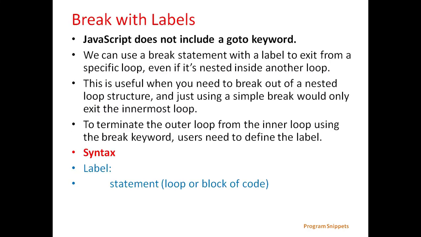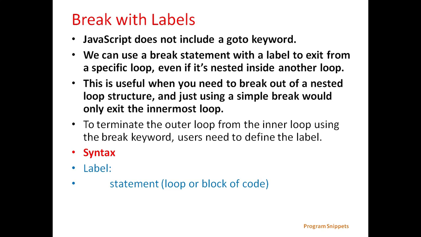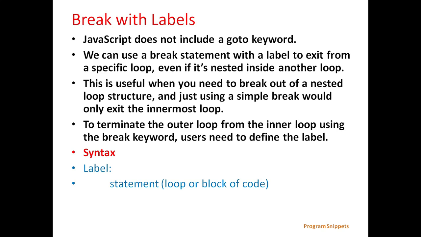Next is break with label. JavaScript does not include a goto keyword. We can use a break statement with a label to exit from a specific loop even if it is nested inside other loop. This is useful when you need to break out of a nested loop structure, and just using a simple break would only exit the innermost loop. To terminate the outer loop from the inner loop using the break keyword, users need to define the label.